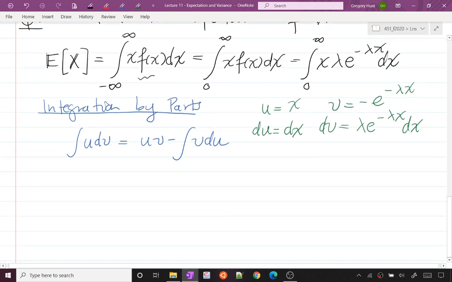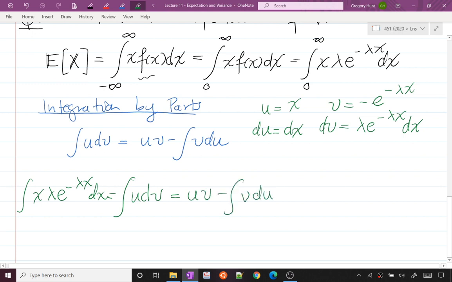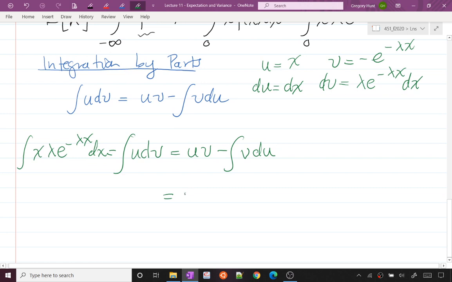And indeed, according to my integration by parts formula, and let's leave the limits off for now, let's just do the indefinite integral. The integral of x lambda e to the negative lambda x dx, that we could write as u dv, which of course is uv minus the integral of v du. uv is x times negative e to the negative lambda x, and we have to subtract off the integral of v, which is negative e to the negative lambda x. Of course, there's another negative, so we can change that to a positive. And then du, very nicely, is just dx.